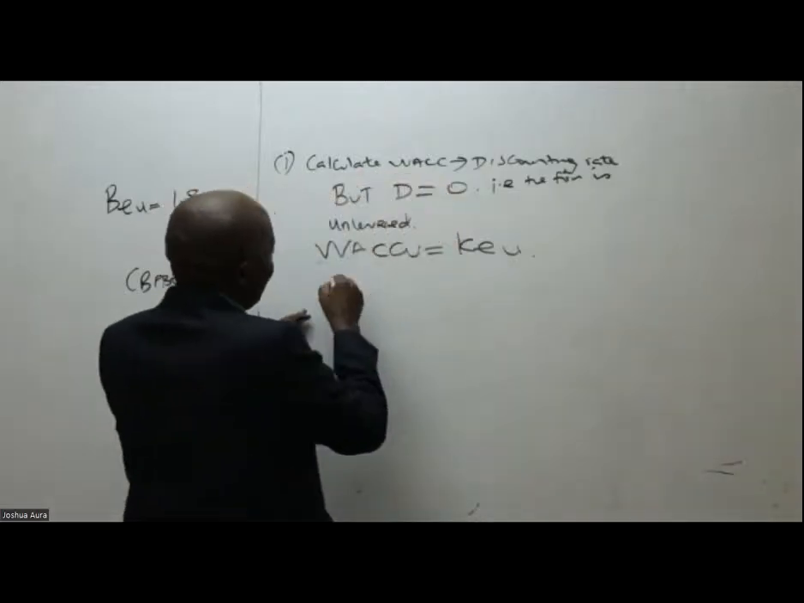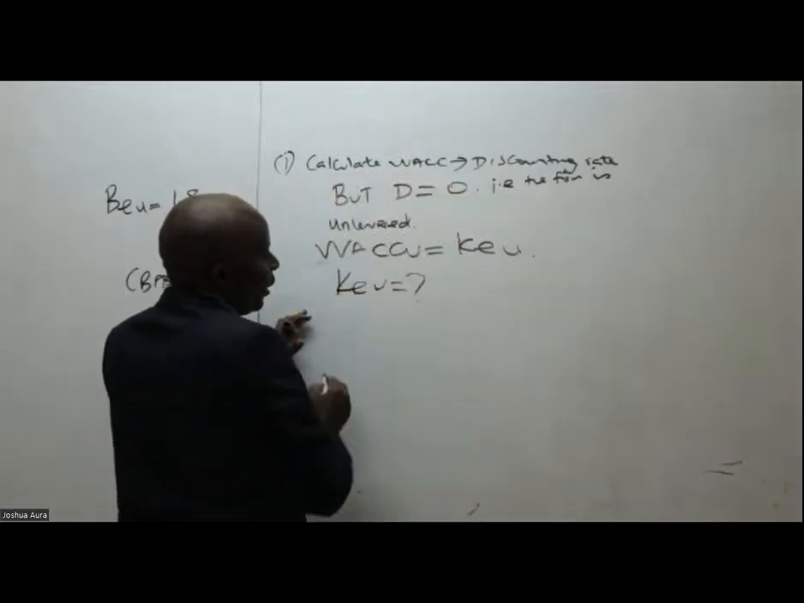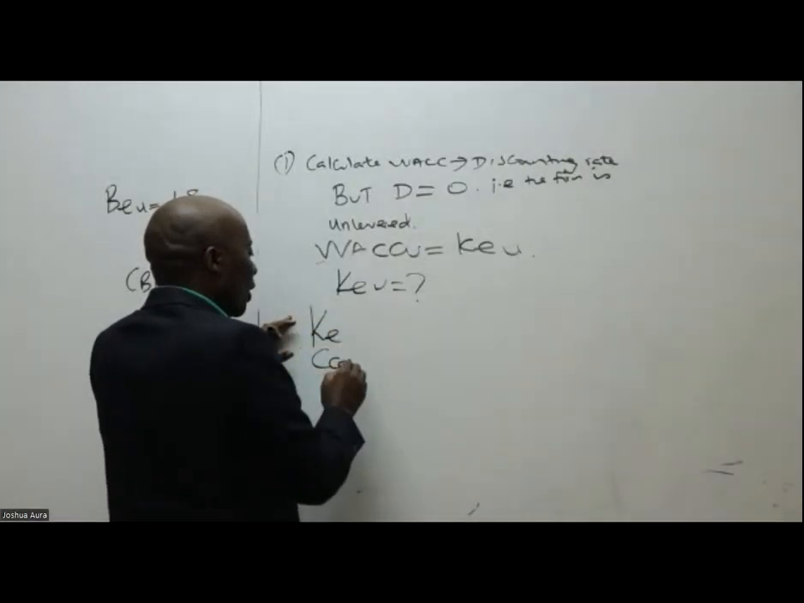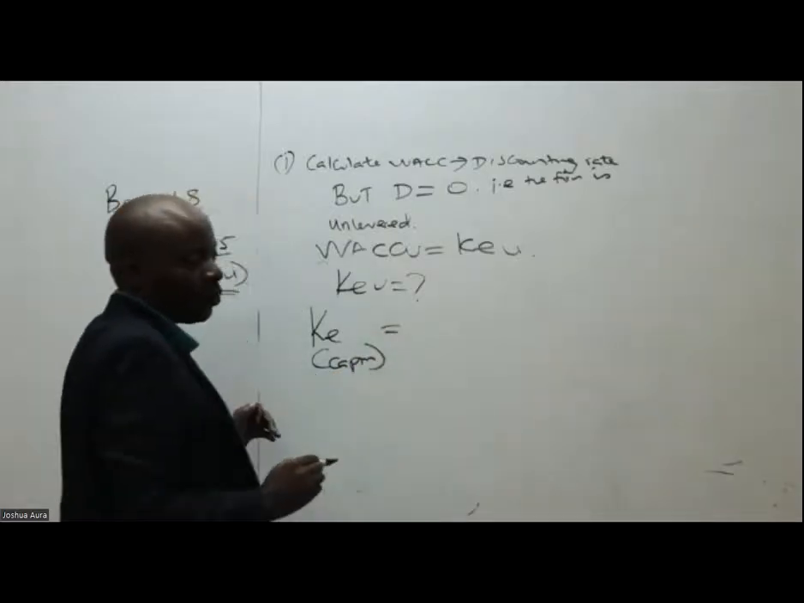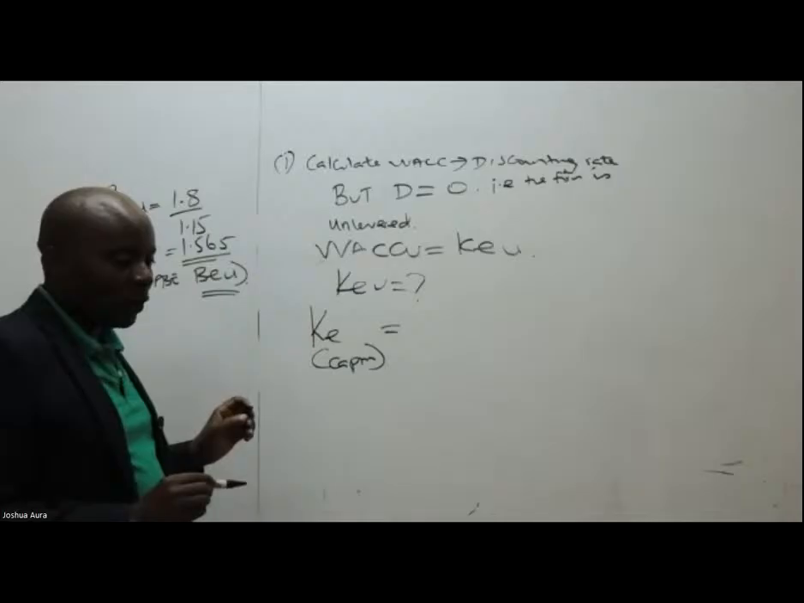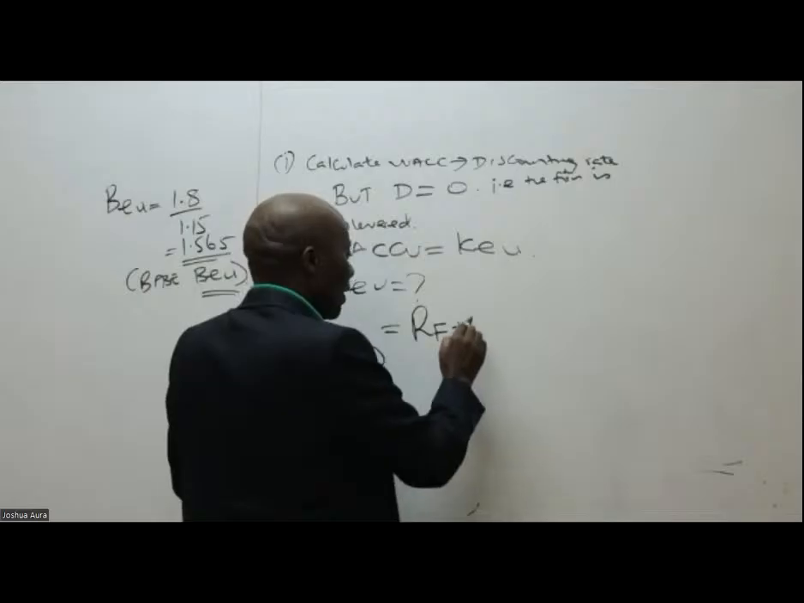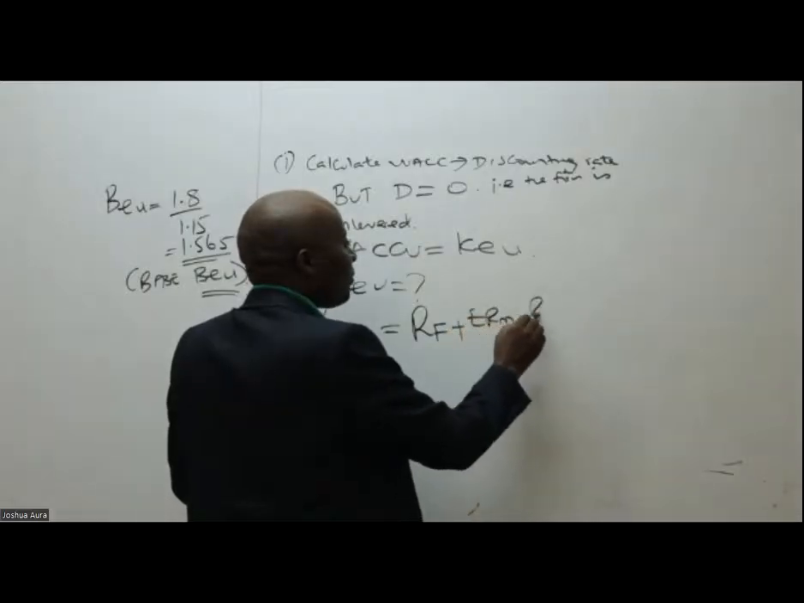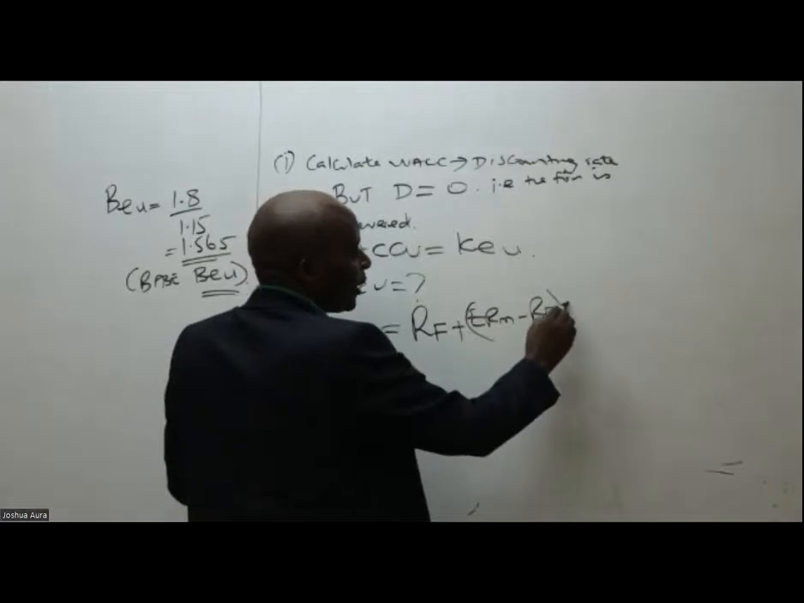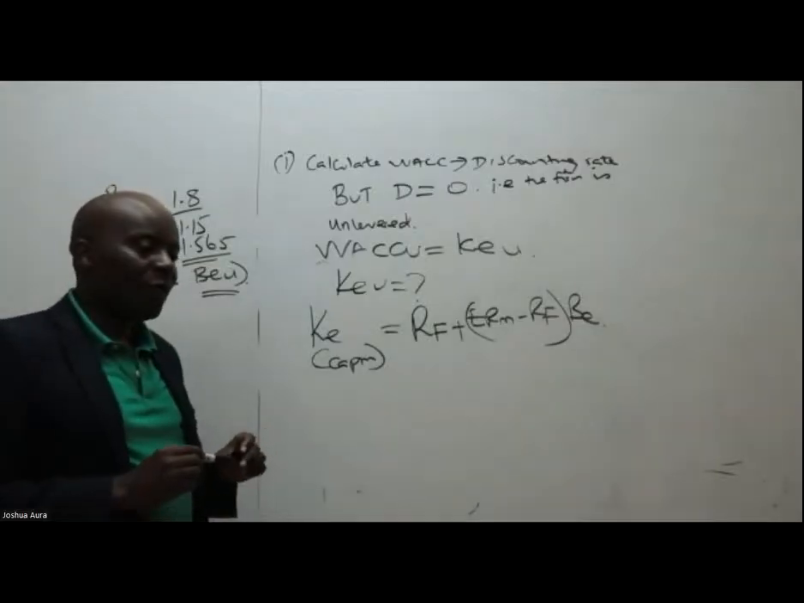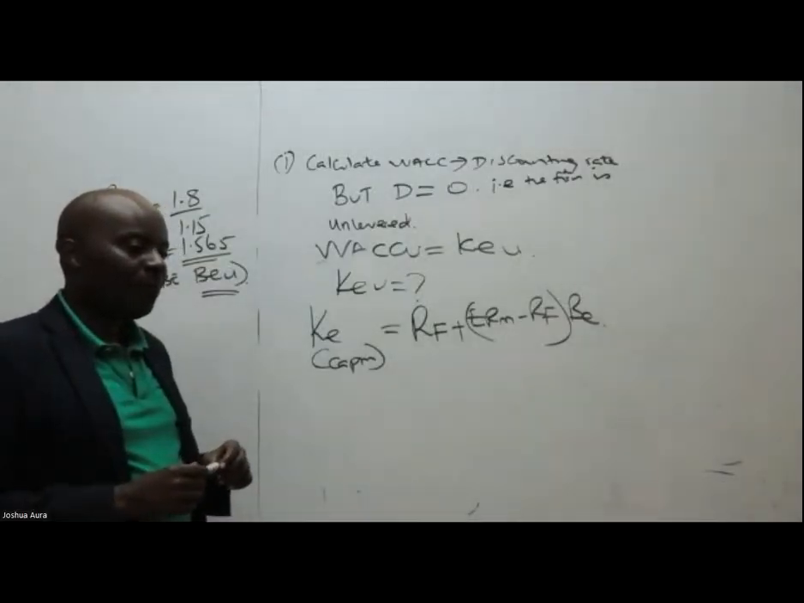So how do we get this K_U? First of all, we know one of the functions of CAPM is to calculate cost of equity. And this CAPM goes like this. CAPM will be equal to risk-free plus expected return of the market minus risk-free, multiplied by what here, somebody? Beta equity. Multiplied by beta equity.